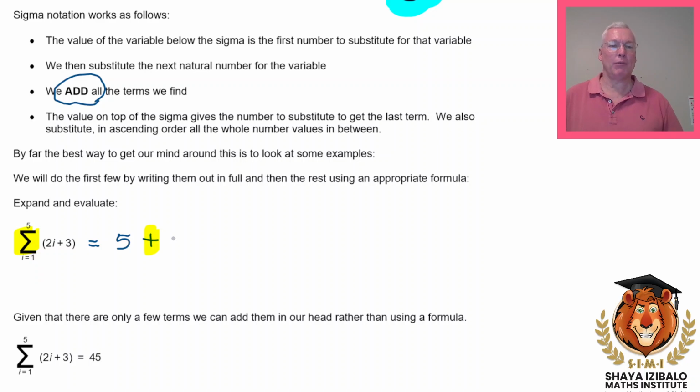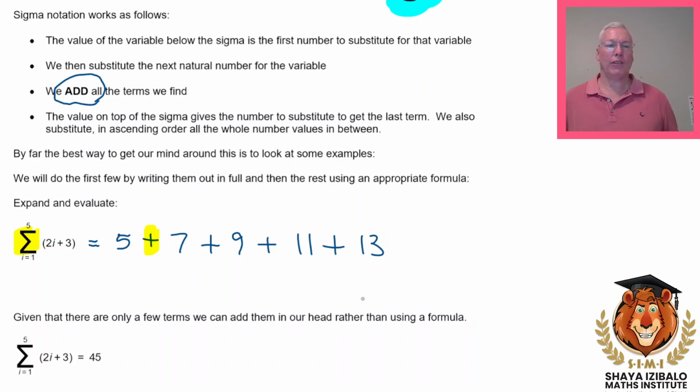Next up we're going to put 2 in for i. 2 times 2, 4 plus 3 is 7. Then we're going to add, when we put 3 in for i, 2 times 3, 6 plus 3, 9. Then we're going to put 4 in for i. 2 lots of 4 is 8 plus 3 is 11. Then we're going to put 5 in for i. 2 times 5, 10 plus 3, 13. And then we're going to stop.